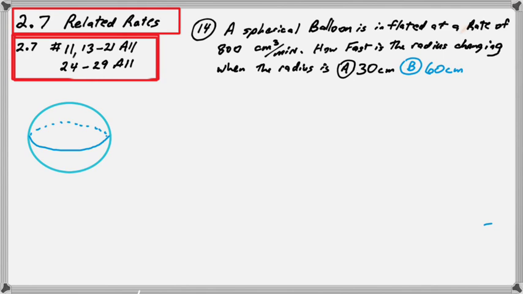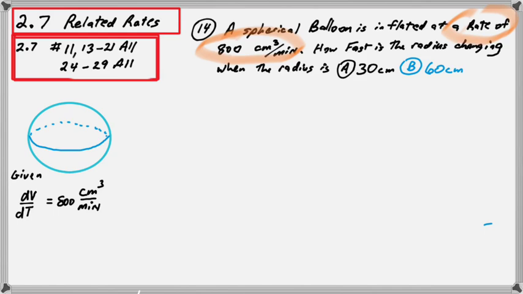So I drew a sphere. It's talking about how fast it's inflated, at a rate of 800 cubic centimeters. Cubic centimeters is a measure of volume. The measure of time is minutes. So that's given. The dV dt is given.